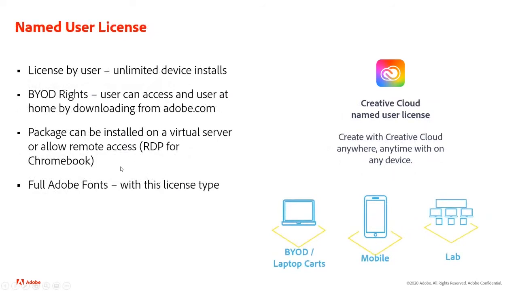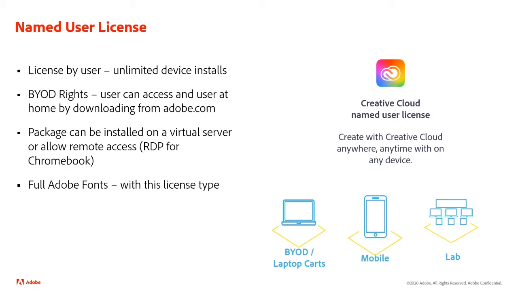The named user license, you can install it unlimited places, so deploying it across the whole estate, because the license is activated by the user rather than the device. It gives you full bring your own device rights, so they can access it at home by just going to adobe.com, putting in their email address, and it will see that they've got a license and allow them to download Creative Cloud. A named user license package can be installed on a remote desktop connection or virtualized because the license is linked to the user.